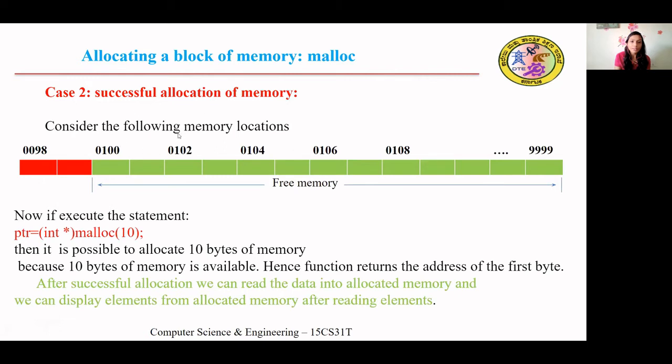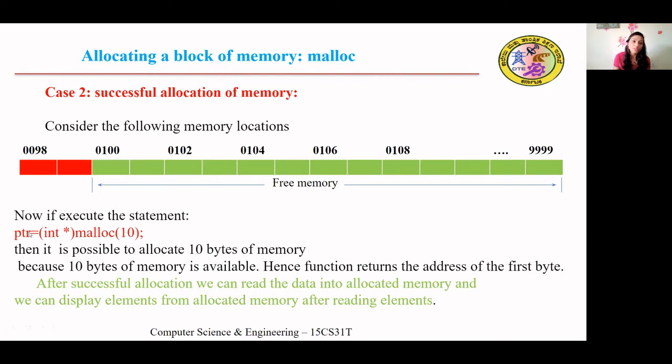So one more example is successful allocation of memory. Now how much memory is free? 1, 2, 3, 4, 5, 6, 7, 8, 9, 10, 11, 12. More than 10 spaces of memory is free now, starting from 0100 to 4 nines. So this much amount of memory is free now.